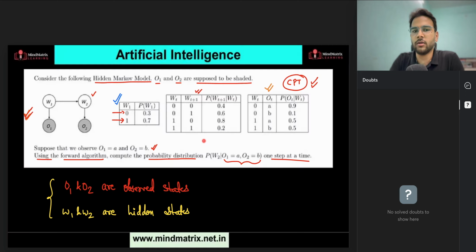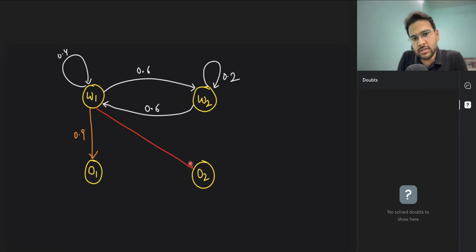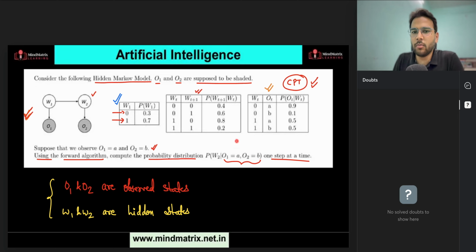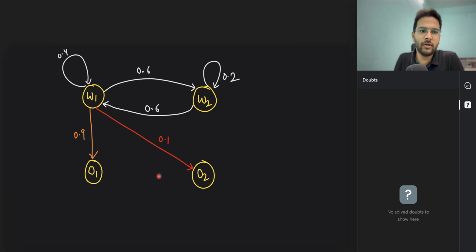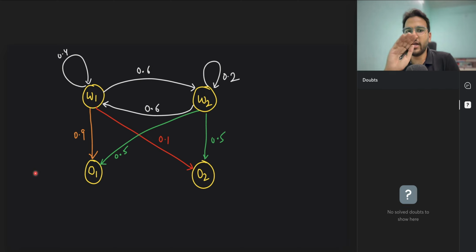From W1 to O1, as you can see, from 0 to A is 0.9. From 0 to B, that means from this to this, it is 0.1. It has to be 0.1 because the sum will be equal to 1 from hidden states to the respective observed states. And again, from 1 to A is 0.5, from 1 to B it is 0.5. Is this clear? Do you have any doubt here? Anyone? Can you also make this with the given information? Just let me know once so that I can proceed further.